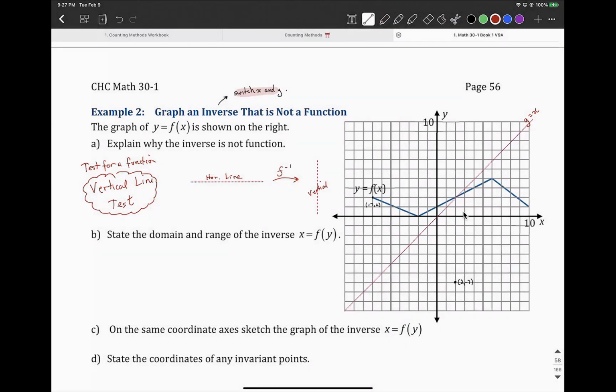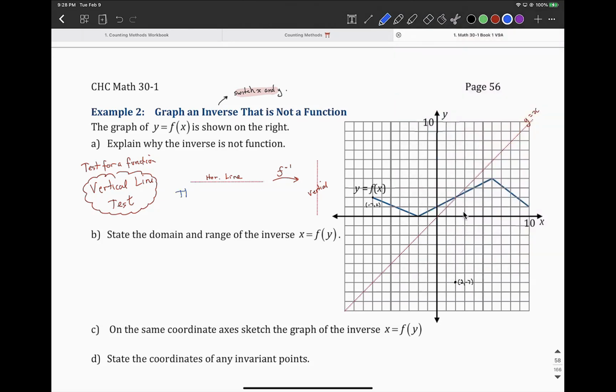As I use a horizontal line on this graph, you can see that, as I scan this graph, it does touch more than once. So I think the inverse will fail our vertical line test. This is a way of predicting. There are lots of intersections. And so, explain why the inverse is not a function. Without even seeing the inverse, I could explain this.